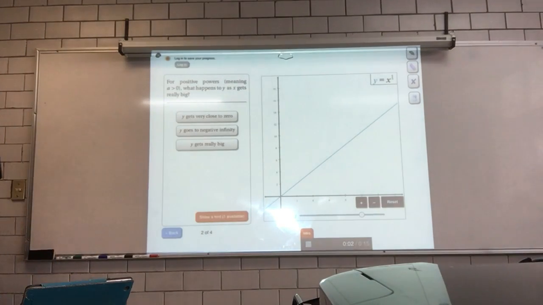Okay. Great. Now let's just look at positive powers, which is when the exponent a is greater than 0. For positive powers, when you put really big values of x into the function, what values of y do you get out?